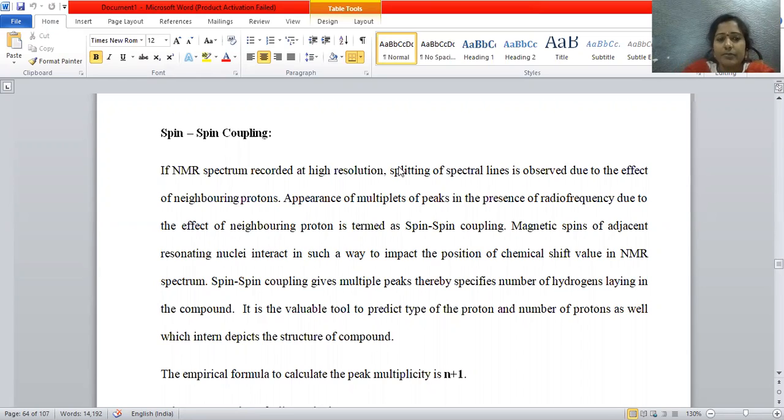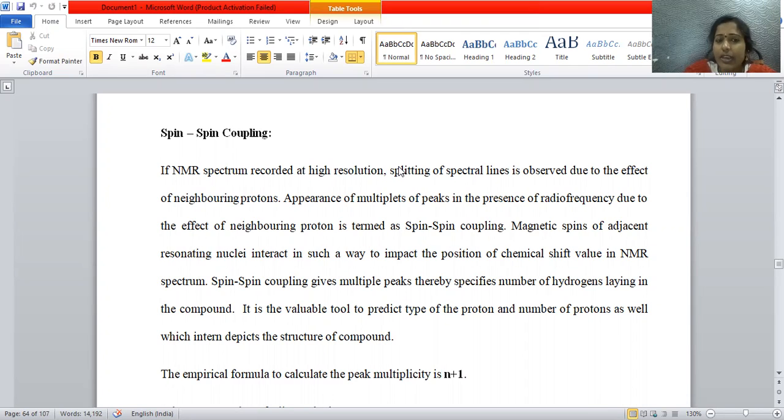In this session, we are going to discuss spin-spin coupling. This is part of spectroscopy. In spectroscopy, various electromagnetic segments will be there. Among all the electromagnetic regions, the lowest energy segment will be radio waves. The spectroscopy which uses this region is nuclear magnetic resonance spectroscopy.